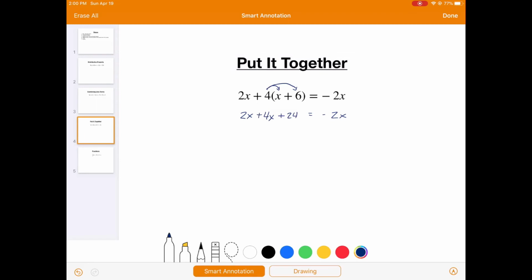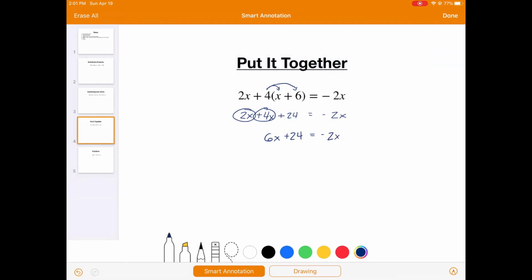And now I can combine my like terms. So I have 2x and 4x, which makes 6x. Jumped the gun on that one. Which is equal to negative 2x. Brain is going faster than my hand. Negative 2x, there we go.